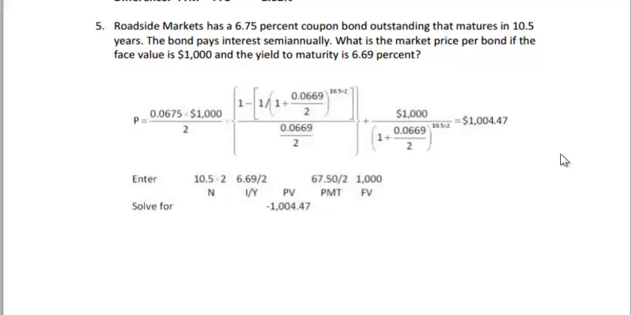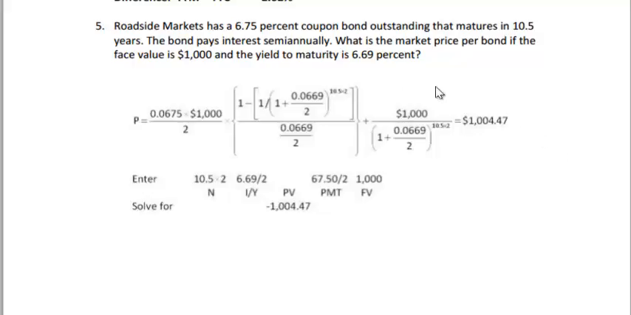The yield to maturity provided is 6.69. This is a semi-annual bond, so the semi-annual yield is 3.345%, and that's what we put in the I per year. The par is $1,000, the standard par value of a bond. And then we compute the price. The price in this case is $1,004.47. It's a slight premium bond, a little bit over $1,000.